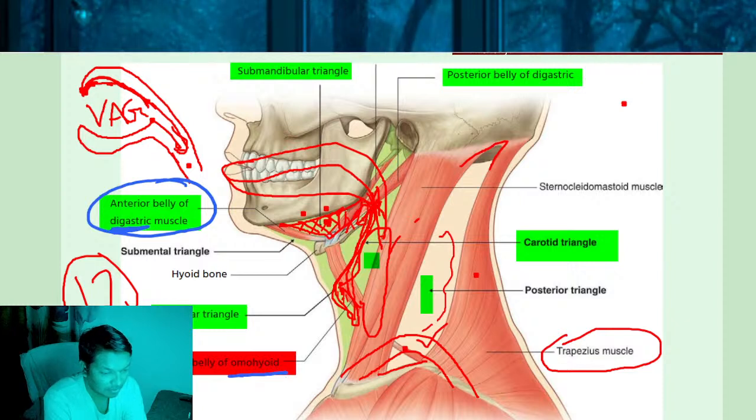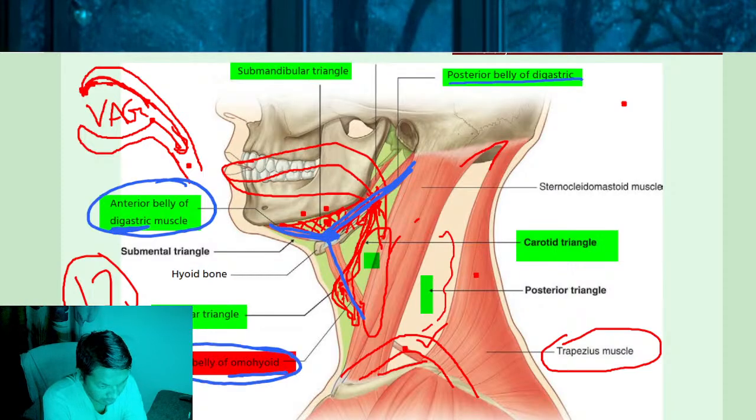The digastric has an anterior belly from here to here, and a posterior belly. This is the posterior belly of the digastric, and here they have a junction. From this junction the muscle comes down as the omohyoid. This is the superior belly, and in the posterior triangle we have the inferior belly.